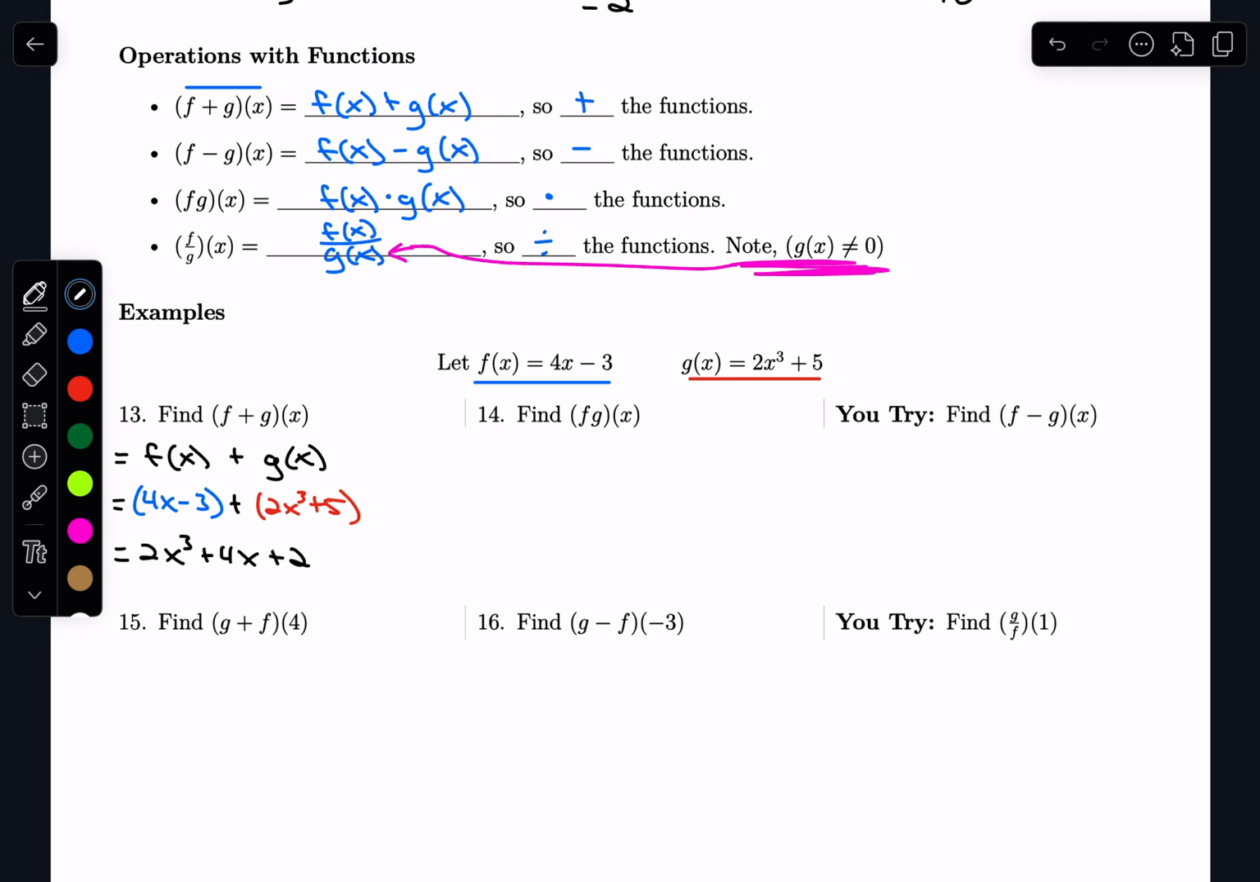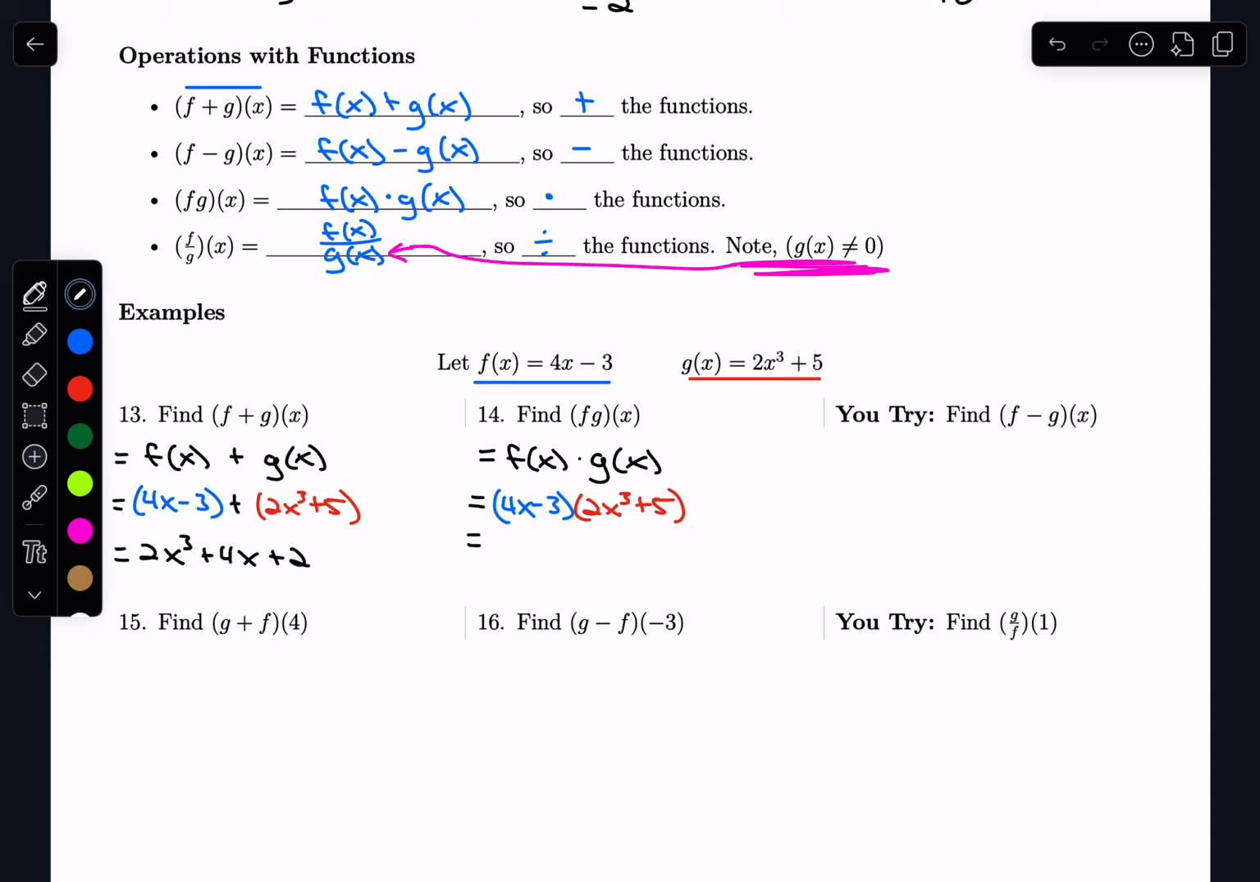Okay, number 14, we have fg of x. So this is the same as f of x multiplied by g of x. So we're going to rewrite it in the exact same fashion, but instead of addition, we're going to be multiplying. So 4x minus 3 multiplied by 2x cubed plus 5. And then all we have to do is a little bit of distribution.